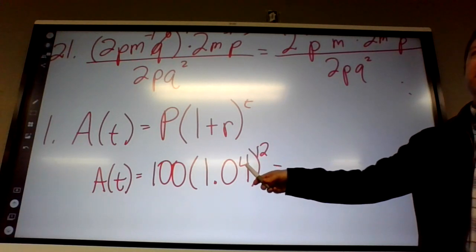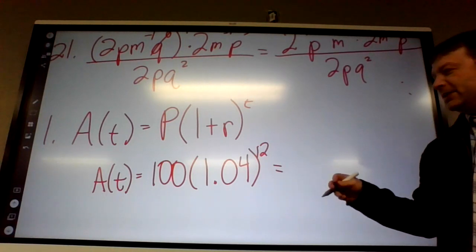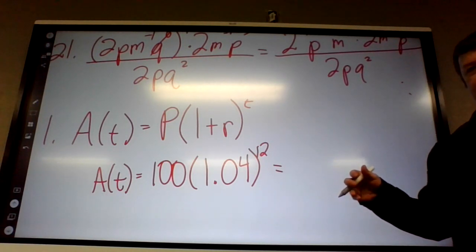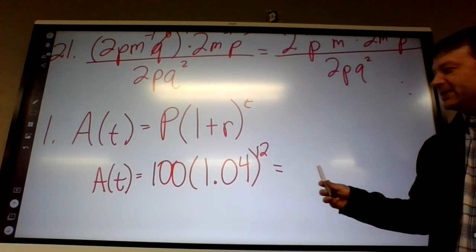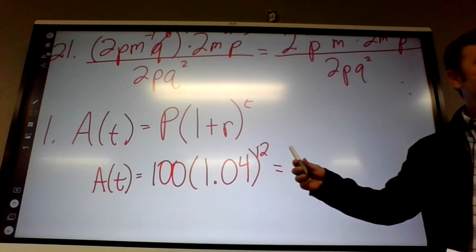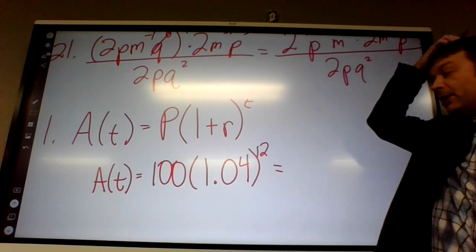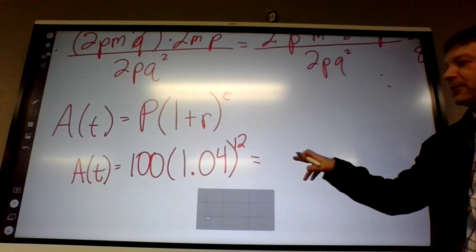What's easier, putting it to the 12th or doing it 12 times? Doing it 12 times. No, definitely not. I just took 100 times 1.04 and then multiplied it over and over again. That's the formula. It is the formula. If I didn't know the formula, though, I still would have got it.